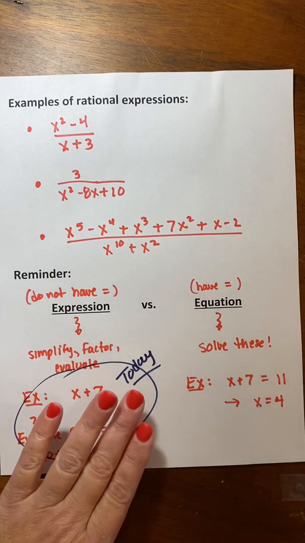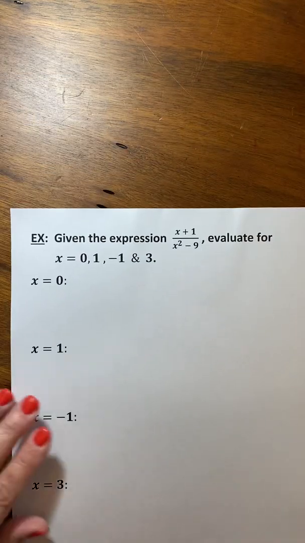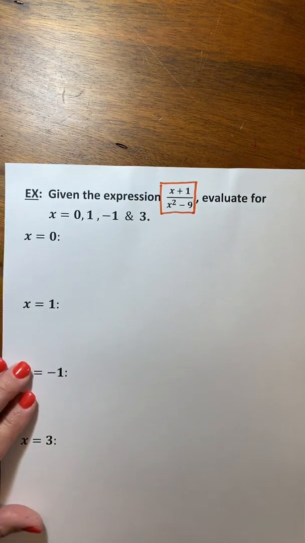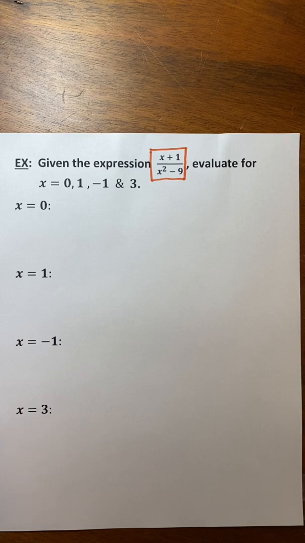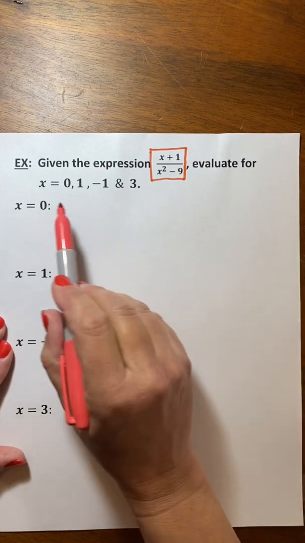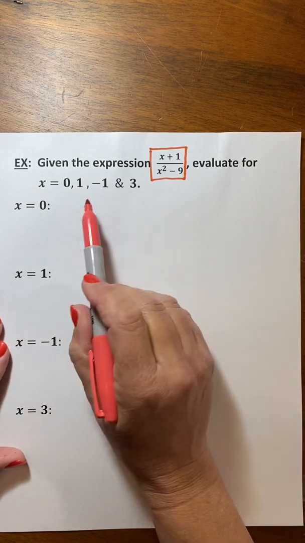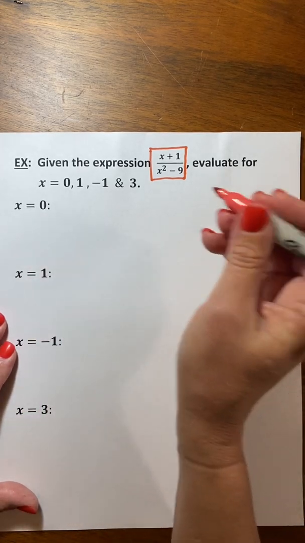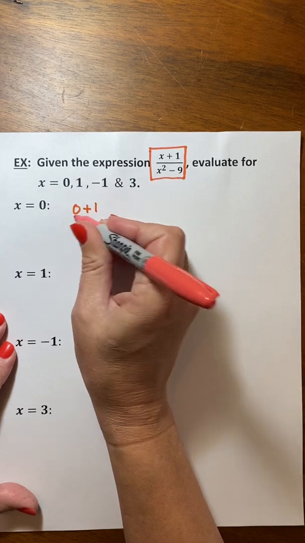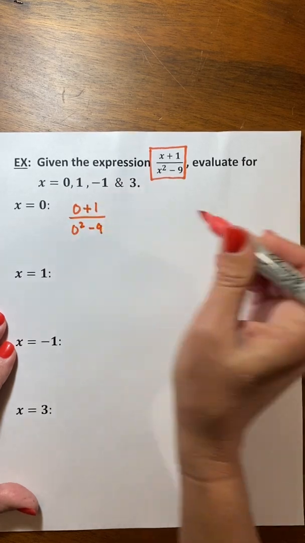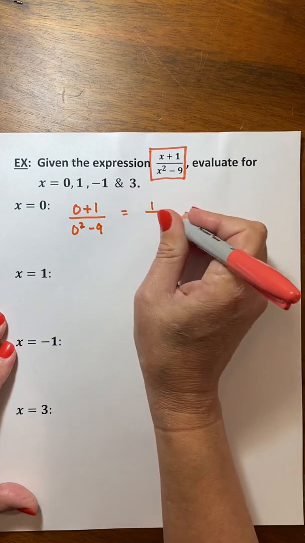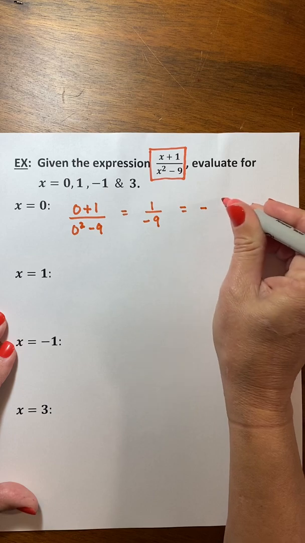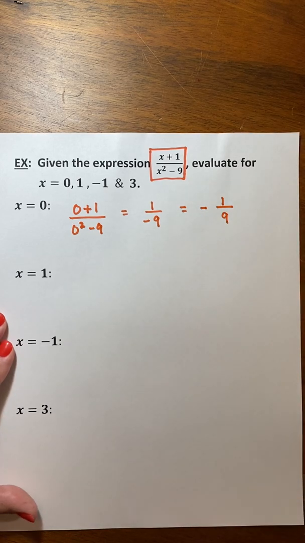All right, let's look at this guy. Suppose we had the expression x plus 1 over x squared minus 9. Now we have no idea what that equals, but I'm going to tell you to do some things with it. I said evaluate for x equals 0, 1, negative 1, and 3. So we have four separate problems here. If x equals 0, we put in 0 everywhere we see x. We get 0 plus 1 all over 0 squared minus 9. We simplify, we get 1 over negative 9, which you could leave at 1 over negative 9, or you could bring the negative out front and call it negative 1 ninth.